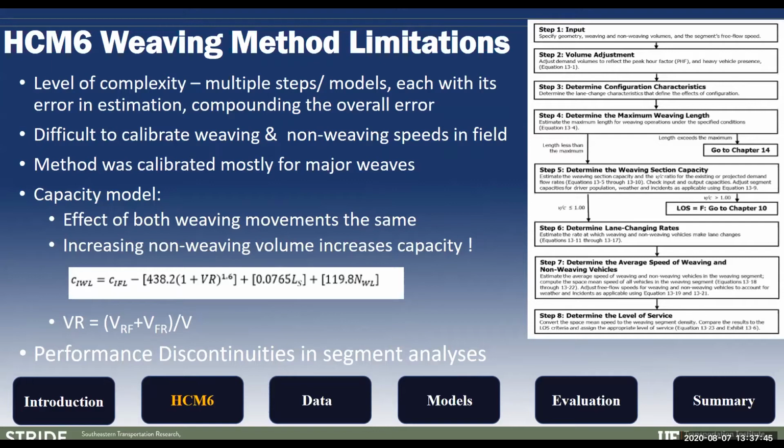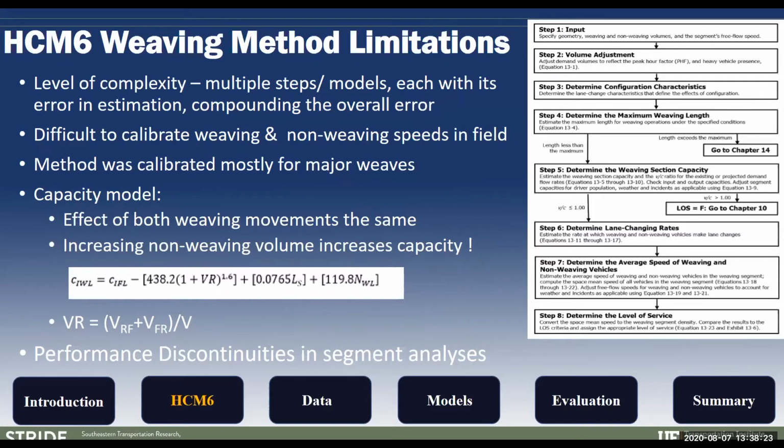Like any modeler knows, anytime you have too many submodels, each submodel will come with its own difficulty and errors, and generally speaking, those individual errors will compound into the overall error of the method's estimation. It's also very difficult to calibrate. To see how good the model is working, estimating weaving and non-weaving speed in the field is very difficult. And as I mentioned earlier, the method was calibrated mostly for major weaves.